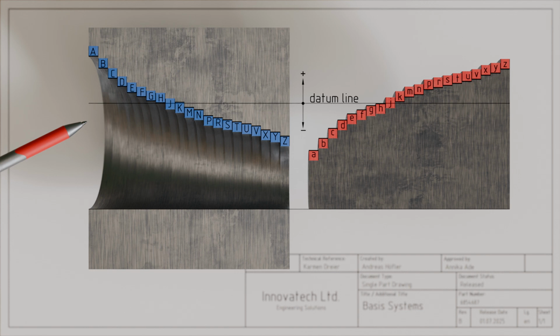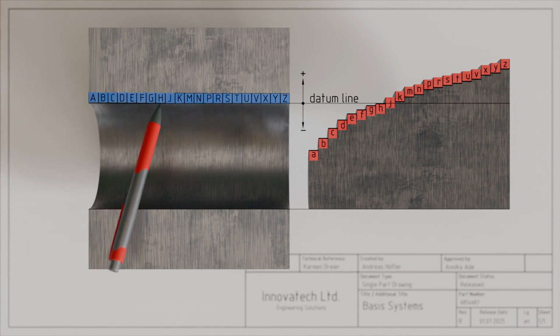Therefore, especially for holes, it is sensible not to allow all fundamental deviations, but to consistently select one fundamental deviation and preferably use it. For holes, this preferably uniformly used fundamental deviation is the fundamental deviation with the letter H. This is then referred to as the hole basis system.